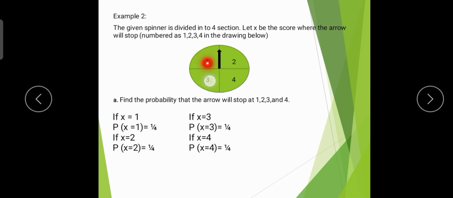So, we have 4 sections. 1, 2, 3, and 4. So, isa lang naman yung 1 natin dito. So, P, probability of X is equals to 1 is equals to 1 over 4. Kasi, 4 yung sections niya. Kasi isa lang yung 1 dito. So, 1 over 4. Ganun din sa 2. If X is equals to 2, the probability of X equals to 2 is equals to 1 over 4. And so on. If X equals to 3, ganun din, 1 over 4. If X equals to 4, the probability of 4 is 1 over 4.